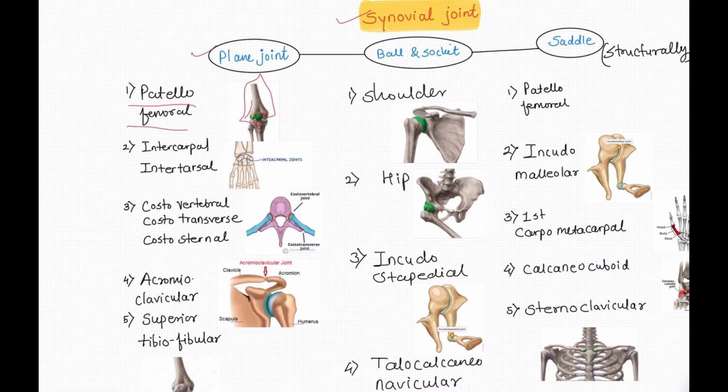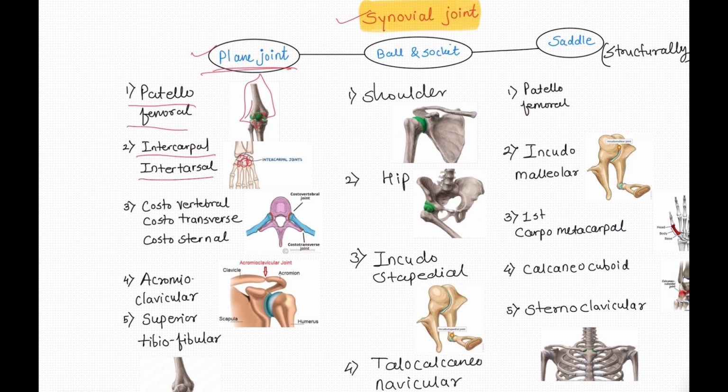Okay, so the joint between patella and femur is a plain joint. Then intercarpal and intertarsal joints. Intercarpal means joints in between the carpal bones, and intertarsal means joints in between the tarsal bones.